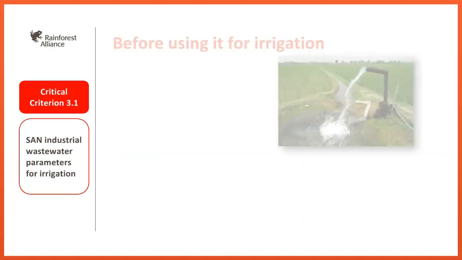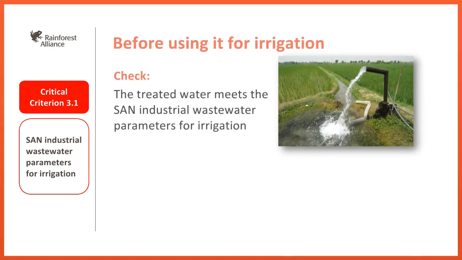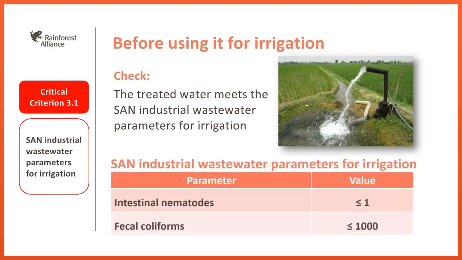If you wish to release the treated water onto soil and use it for irrigation, the treated water needs to meet the SAN industrial wastewater parameters for irrigation. According to the SAN industrial wastewater parameters for irrigation, the intestinal nematodes need to be 1 or less. Fecal coliforms need to be 1,000 or less. As you can see, the parameters for irrigation have a focus on human health.